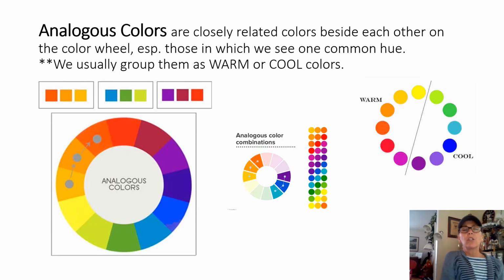Analogous colors. These are closely related colors beside one another on the color wheel. They're also especially common hues, common colors. Sometimes we divvy them up into warm and cool colors. So it's divided right there in between. In fact, your yellow green and your red purple can go either way. So technically, it looks like it's divided there, but they could be used as a warm or cool color. So they're bisecting two colors, right?